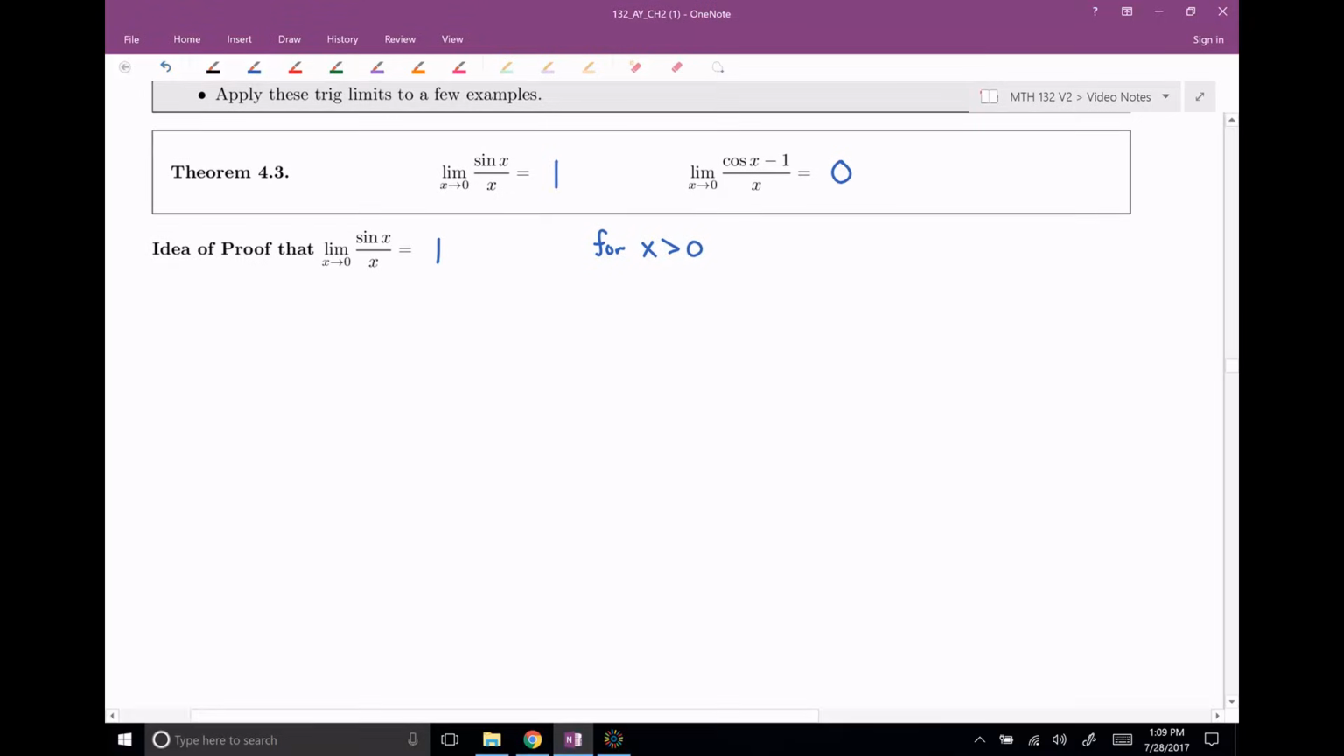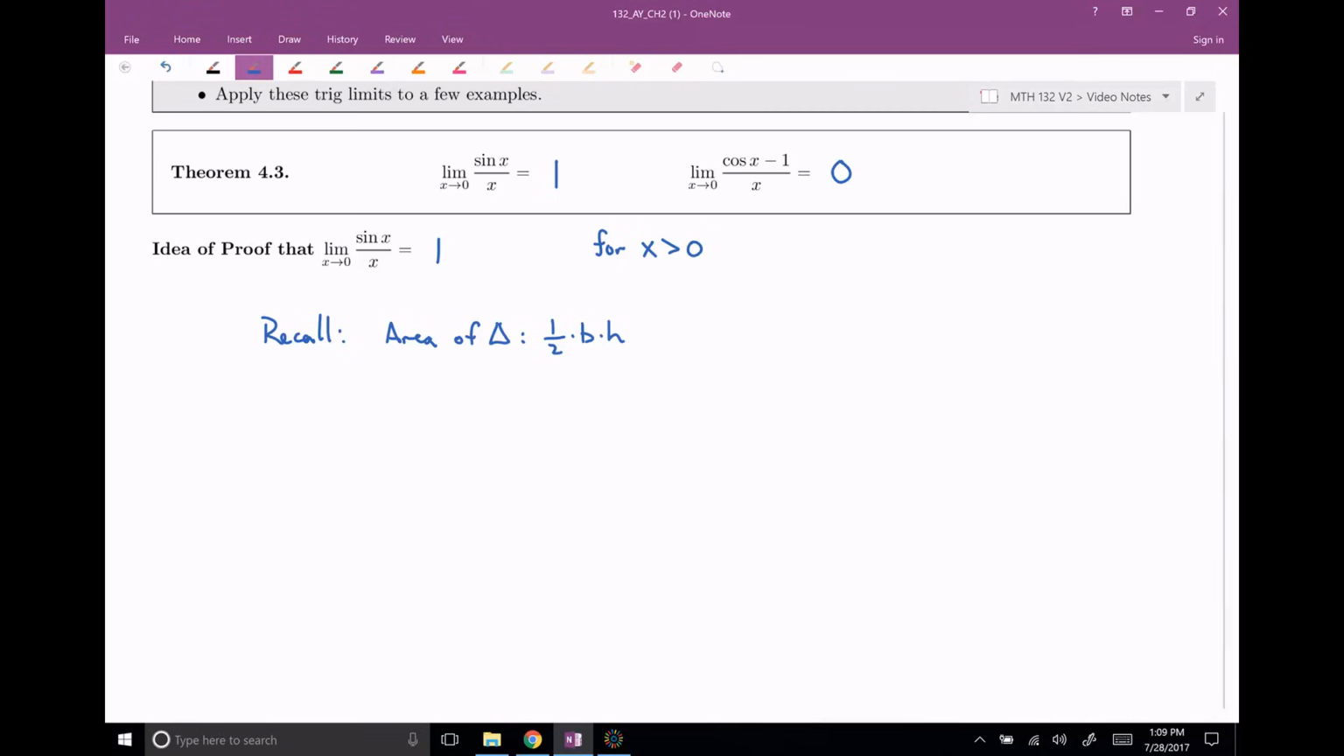So let's go ahead and review a few geometry facts. Let's go ahead and recall. The first geometry fact that I would like to recall is the area of a triangle. So area of a triangle is going to be 1/2 times the base times the height. So this one you probably remember. We use this quite a lot.